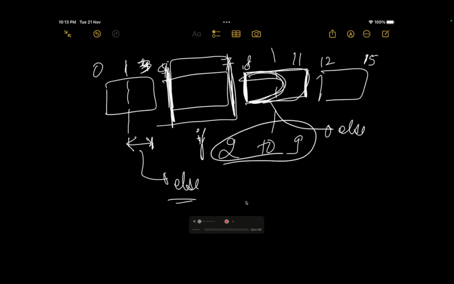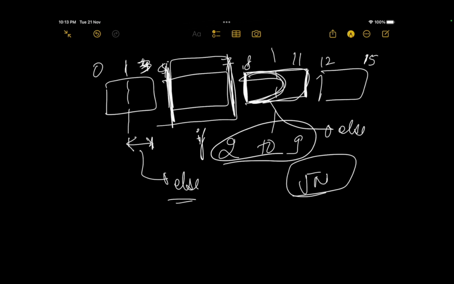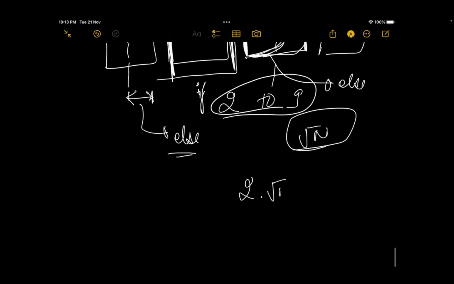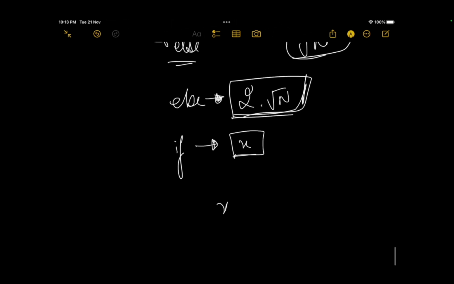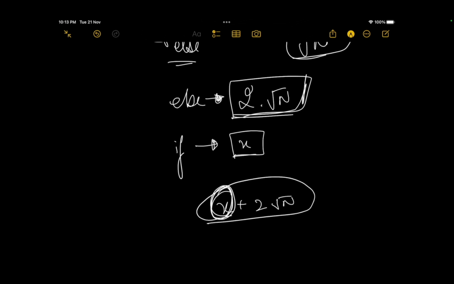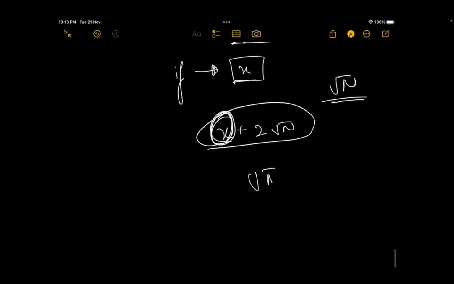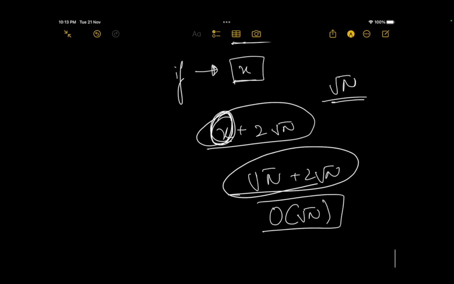Okay, so again, the buckets have a capacity of root n. So at max, it's going to take you 2 into root n elements, right? Or 2 into root n times you're going to use the else statements. And let's say we use the if statement x number of times, right? So the overall complexity would be x plus 2 into root n. But what is x? x is bounded by the number of buckets you are having, right? And the number of buckets you are having is also root n. So essentially it's just root n plus 2 root n, or you can say in asymptotic terms, it's order of root n. And that's how sum also works over here.